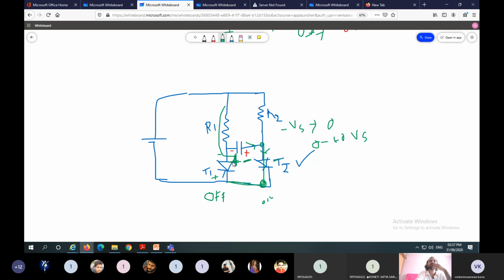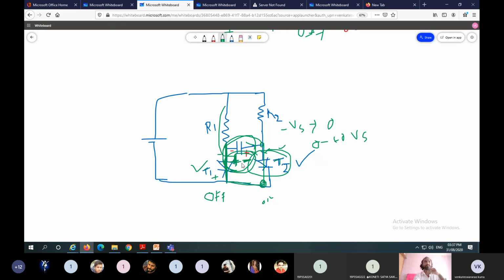This voltage appears due to turn on of T2, and once the next device is turned on, there is no effect of this voltage until triggering T1. If T1 is triggered, this negative voltage appears across T2 because the capacitor acts as a short circuit. If it is not triggered, this voltage does not appear across T2. So T2 will be in conduction state.